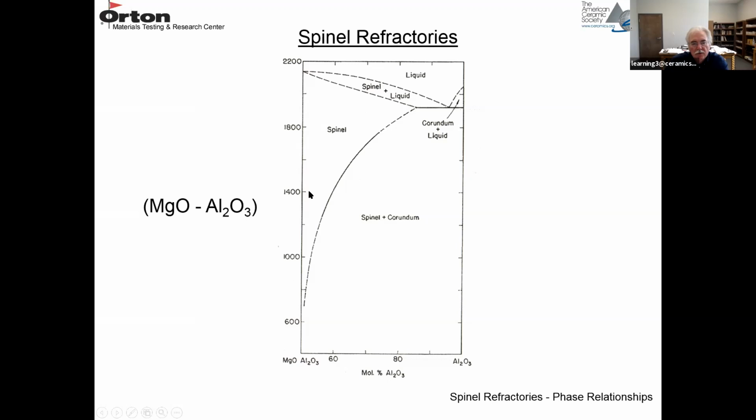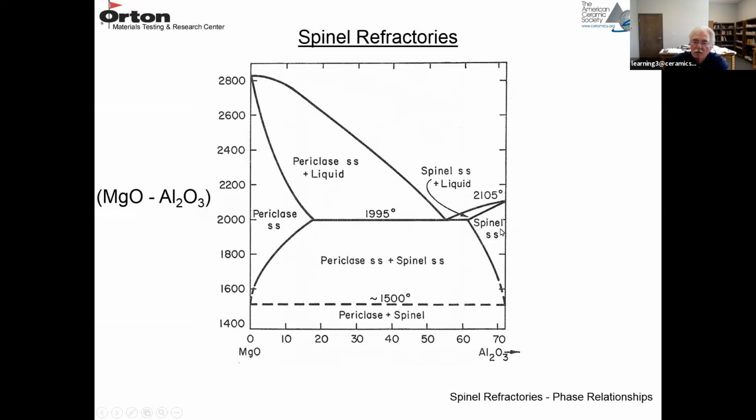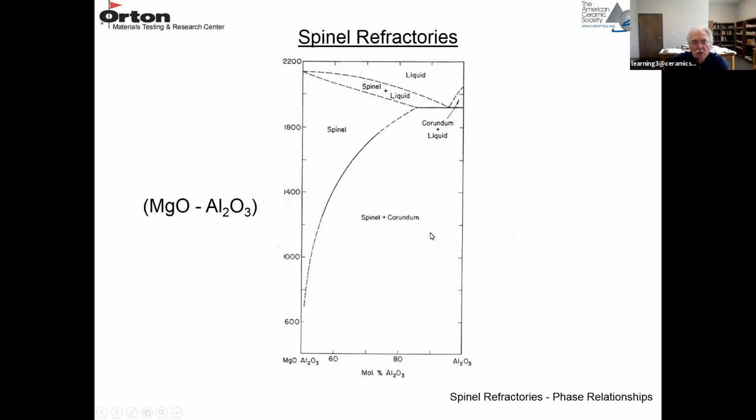So here's your spinel solid solution. Here's your spinel plus alumina. Here's your spinel solid solution. And here's your spinel plus MgO. So this is an MgO-rich spinel. This is an alumina-rich spinel. And this line is the stoichiometric spinel.